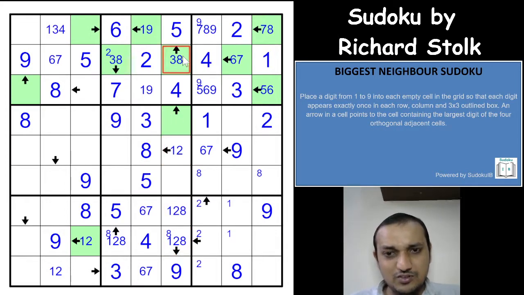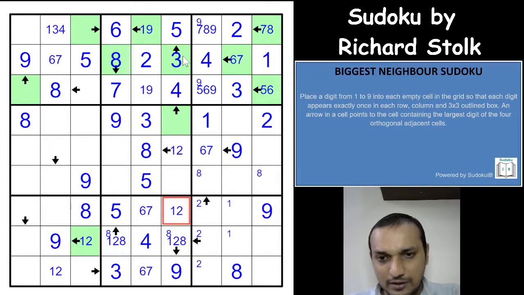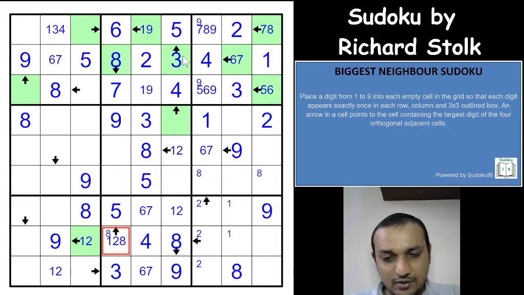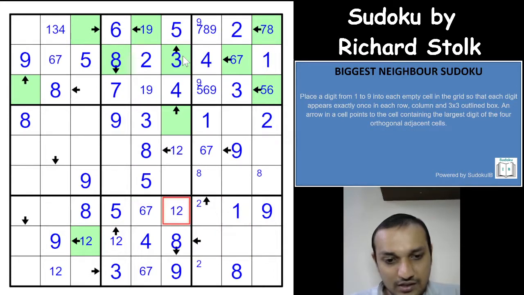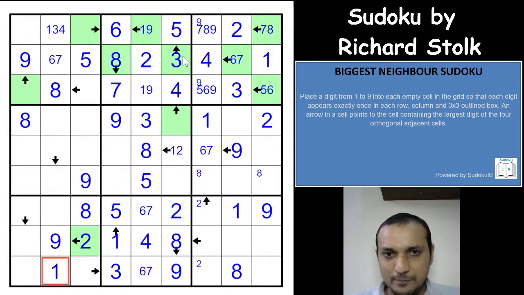Which means this is 3 and this is 8. That gives you, okay, 8 was not possible here. So that gives you an 8 here, and that removes 8 from this cell. Right? So you have 1, 2 pair here. This cannot be a 2, this cannot be a 1. So 1 would have to be here. That gives you 2, 1, 2, 1.